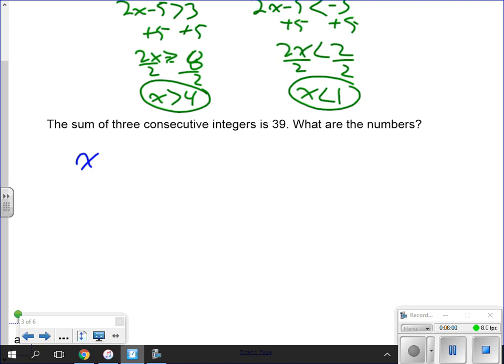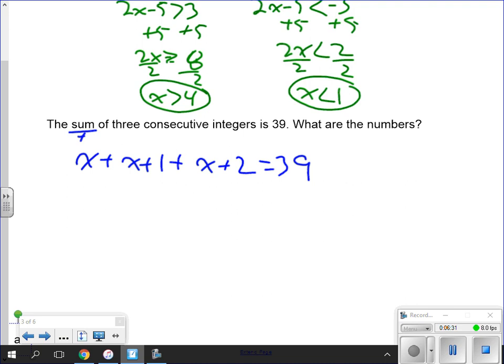Let x be my first integer. Then to find the next number, what do I do to that? I add 1. So if my first one is 3, how do I find the next? It's 4. 3, 4. I add 1 to 3. And then to find the next one, I add 2 to the original number. So let's say this would be 3, 4, 5, or 7, 8, 9. It doesn't matter. And the sum means I add these together. So I add these together, and I get 39.